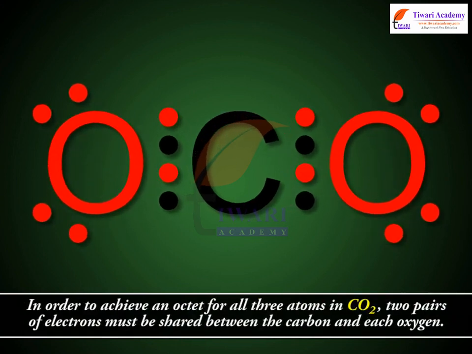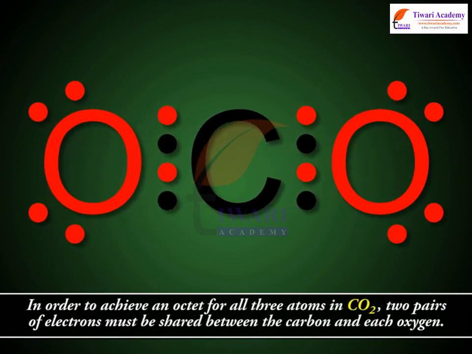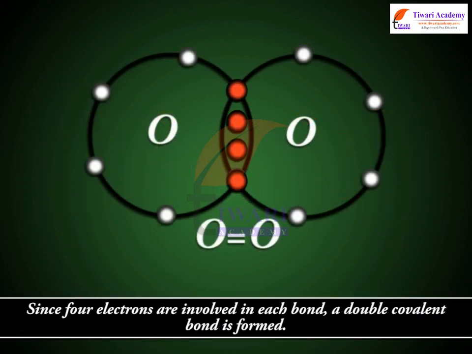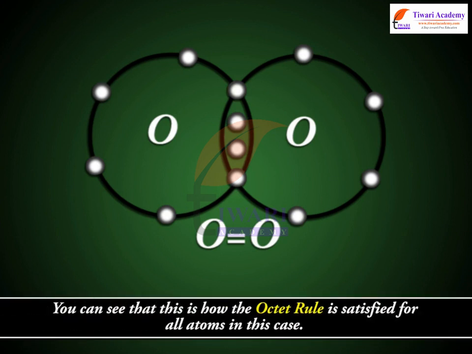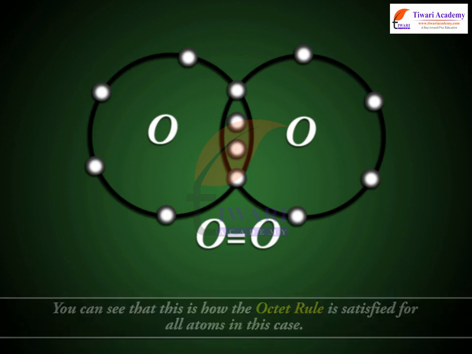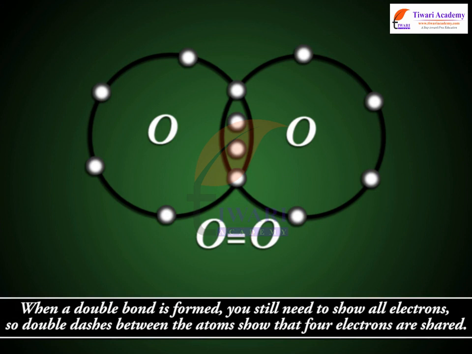In order to achieve an octet for all 3 atoms in CO2, 2 pairs of electrons must be shared between the carbon and each oxygen. Since 4 electrons are involved in each bond, a double covalent bond is formed. You can see that this is how the octet rule is satisfied for all atoms in this case. When a double bond is formed, you still need to show all electrons, so double dashes between the atoms show that 4 electrons are shared.